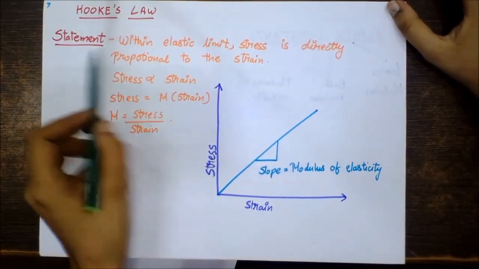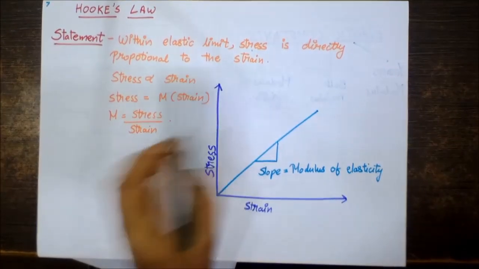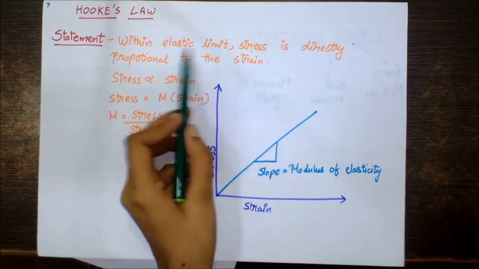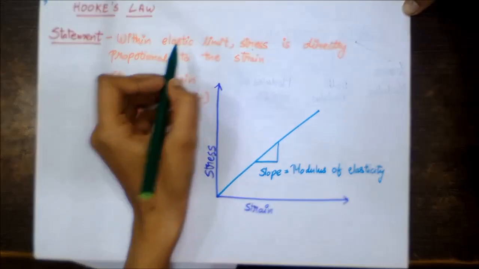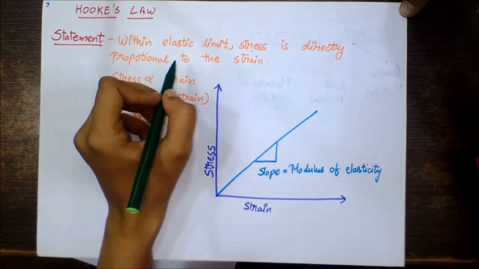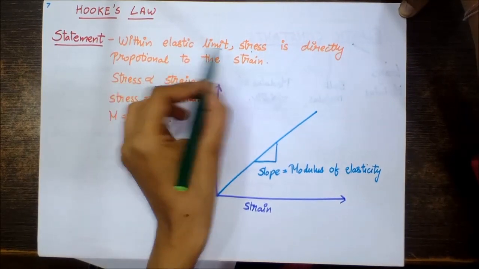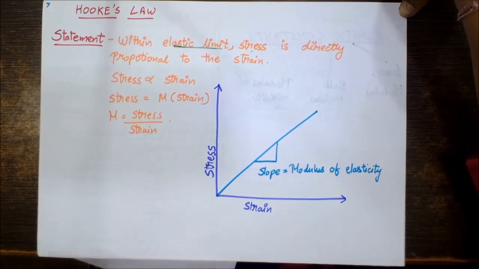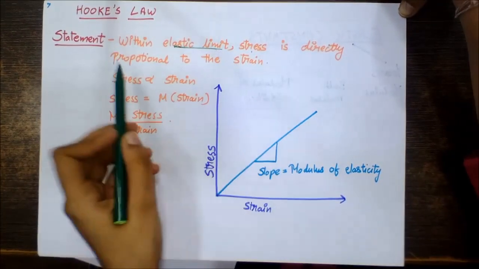Hooke's law statement: within elastic limit, stress is directly proportional to strain. Now the elastic limit is the limit within which the body will possess the property of elasticity. The body will act as if it is an elastic body. So within that, stress is directly proportional to strain.